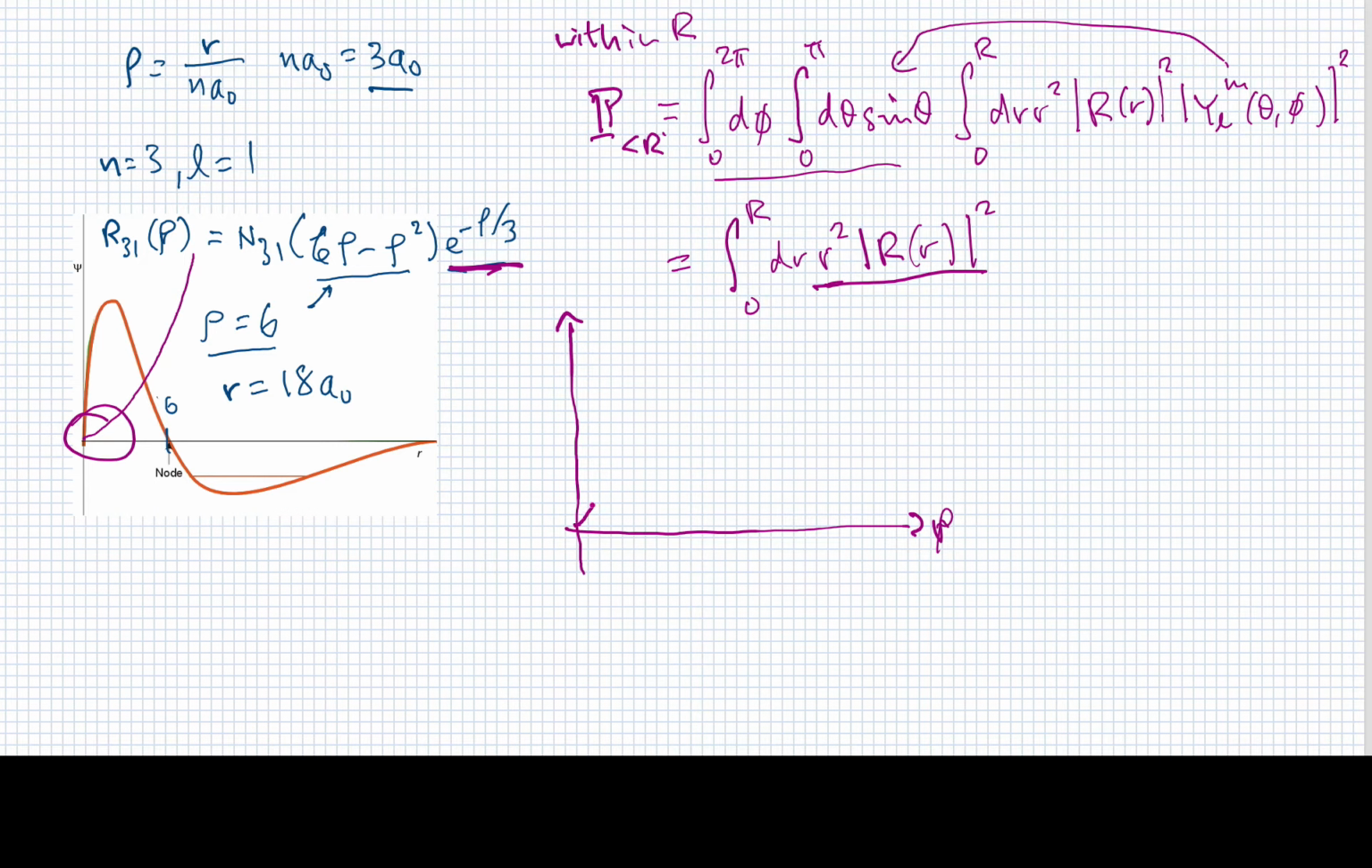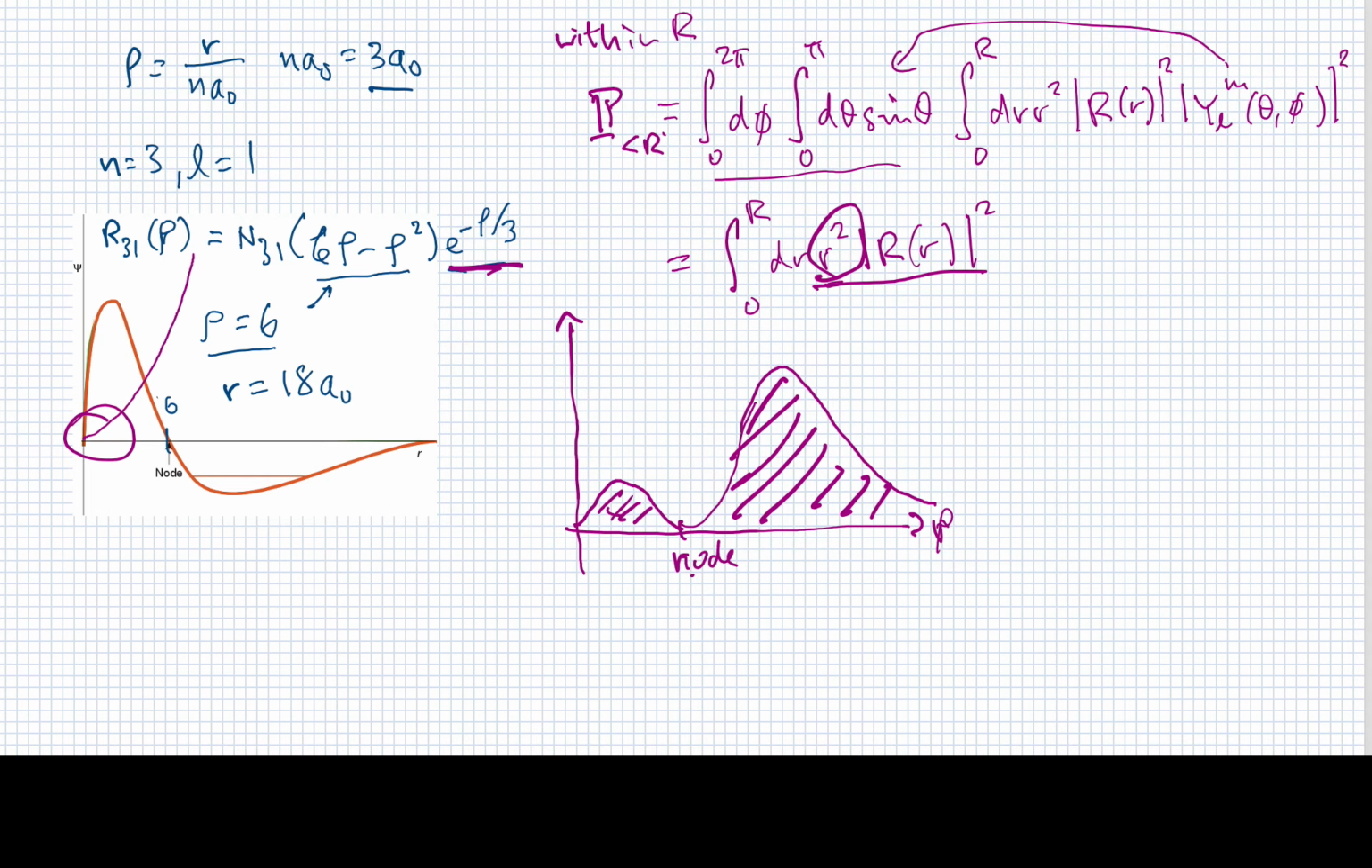I would have a little part here that would come down and it would be back to zero at the node. So this is the node. And then it would come back up and it's going to be exaggerated up here because of this r squared part of the integrand. So it turns out that this part is actually a more probable place to find the electron than this inner place, even though it looks different over here when we just plot the wave function.